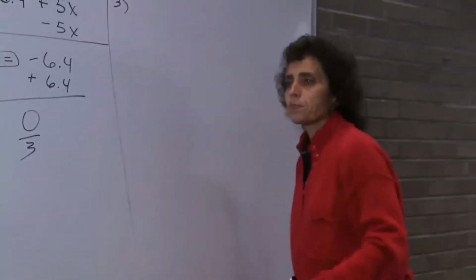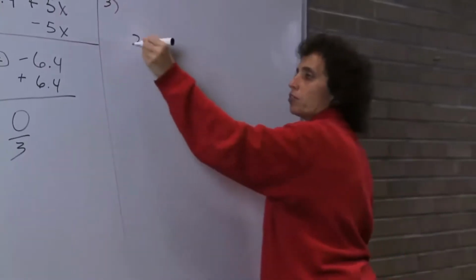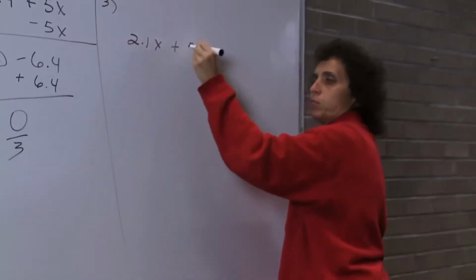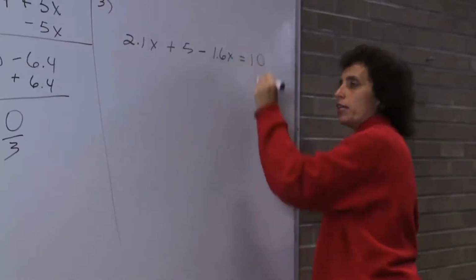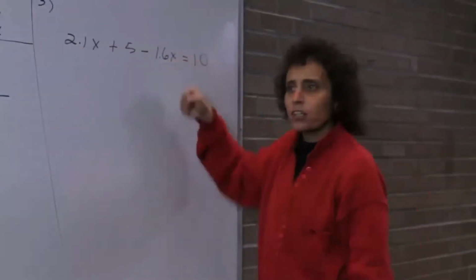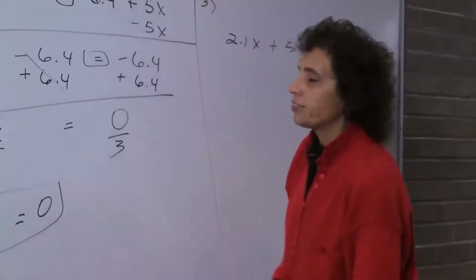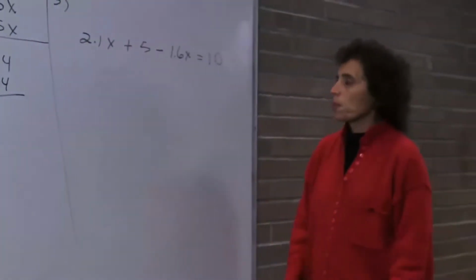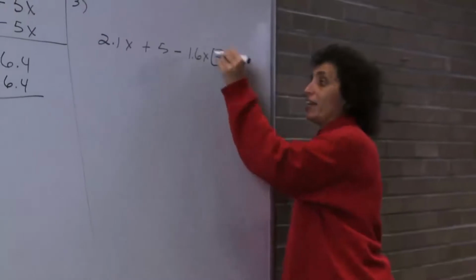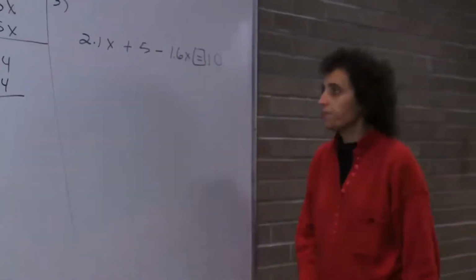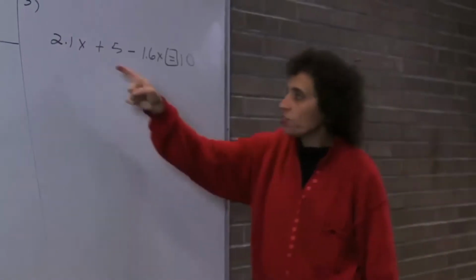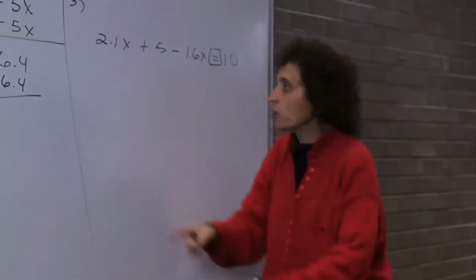Number 3. 2.1x plus 5 minus 1.6x equals 10. Think about if this is different or the same as this. Here, that's my hint for you. That's one side, that's the other side. Okay, notice that on this side, I can combine my like terms.